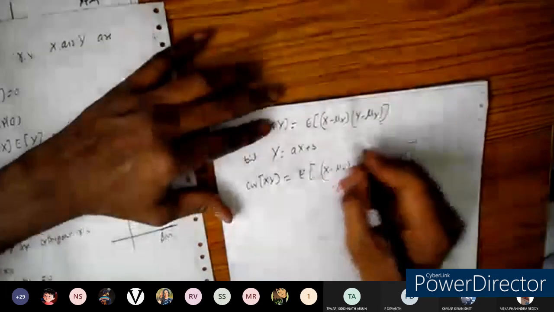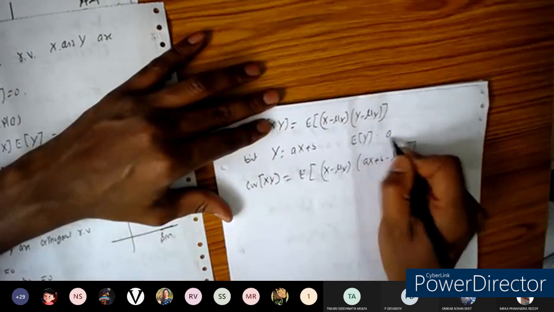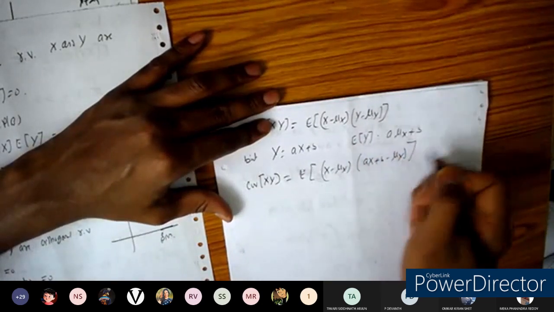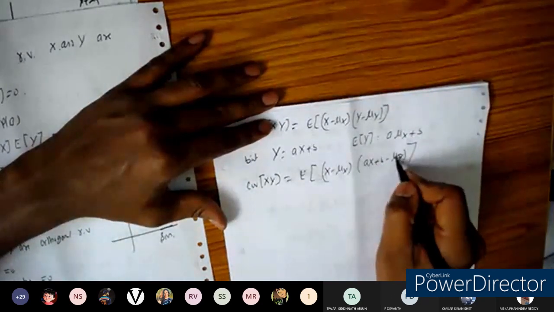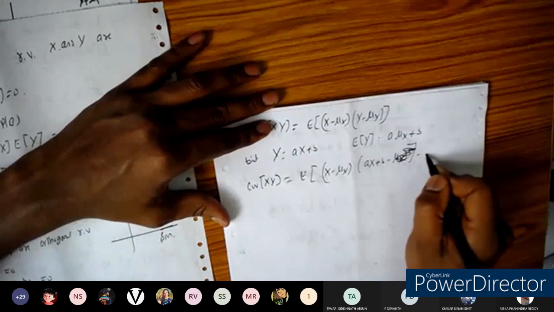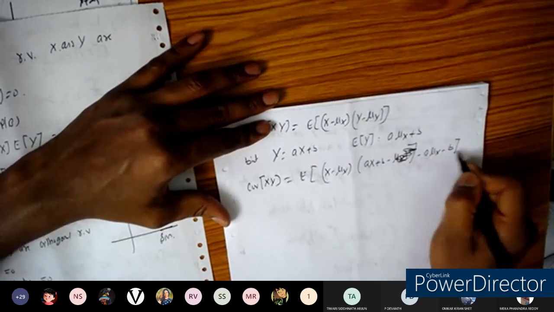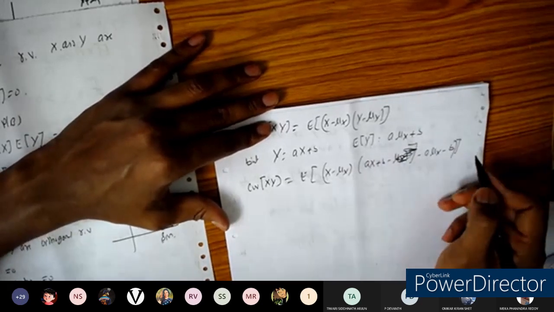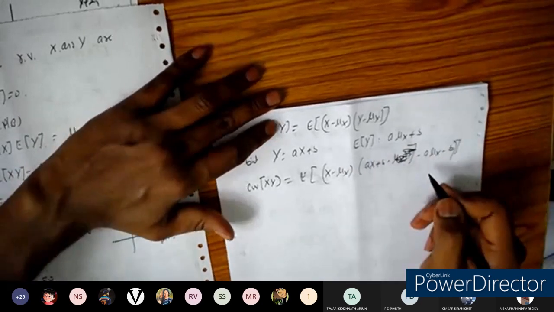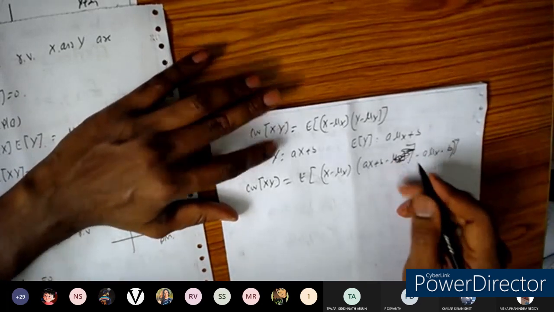In a similar way, the mean, the expectation of y, can also be written as a into nu x plus b. We already saw this in module 1. So I'm going to write that here: minus a into nu x minus b. The expectation of y can be written like this instead of writing it in a second step.